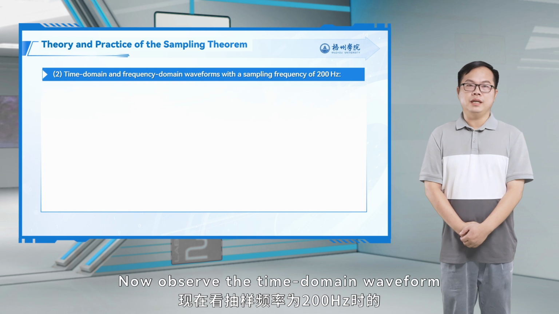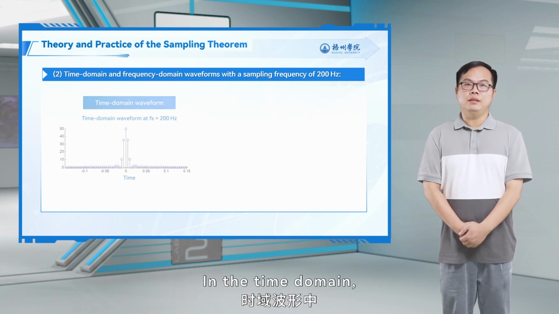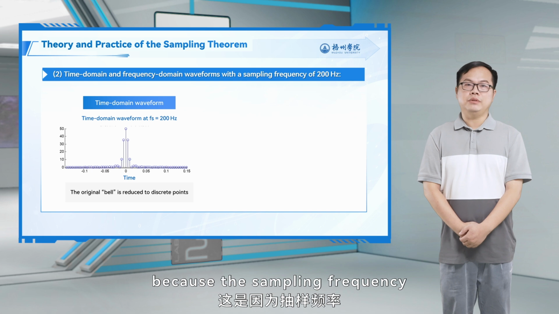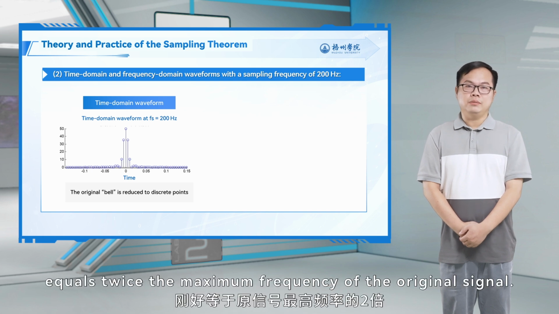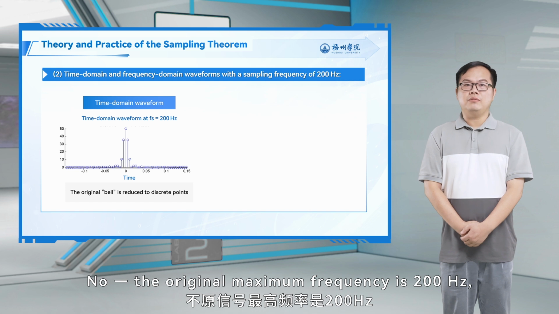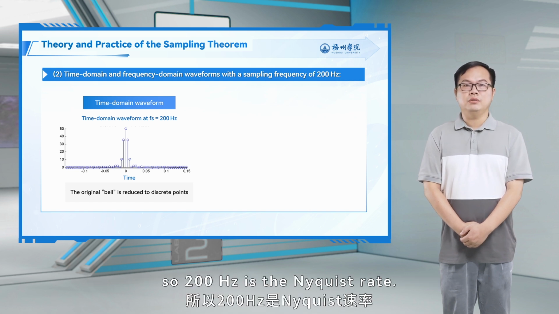Now observe the time domain waveform when the sampling frequency is 200 Hz. In the time domain, the original bell is reduced to discrete points, because the sampling frequency equals twice the maximum frequency of the original signal. Is 200 Hz equal to 2 times 100 Hz? No. The original maximum frequency is 200 Hz. So 200 Hz is the Nyquist rate.